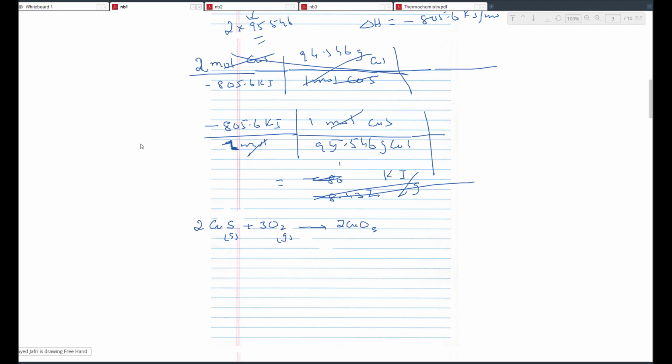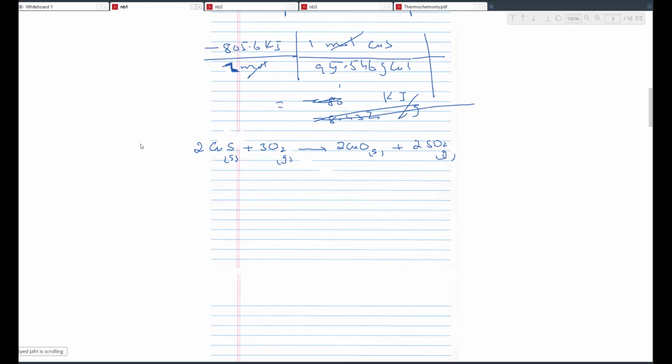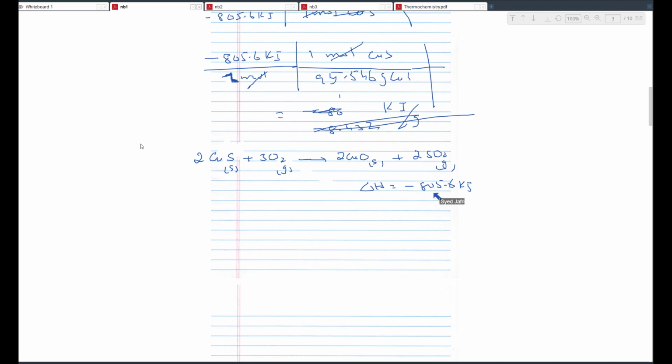The equation is CuS plus 2 SO2. Am I right? Yes. Okay, either they have to give us the delta H value minus 805.6 kilojoules, they don't have to write per mole here, because if they write per mole, then it means it is for 1 mole, not for 2 mole. Then why are we dividing by 2? Then we don't have to divide by 2, because it is already per mole. Is it clear? Yeah, you're right. So they don't have to write per mole here if they are thinking it is for 2 mole, for the whole equation.